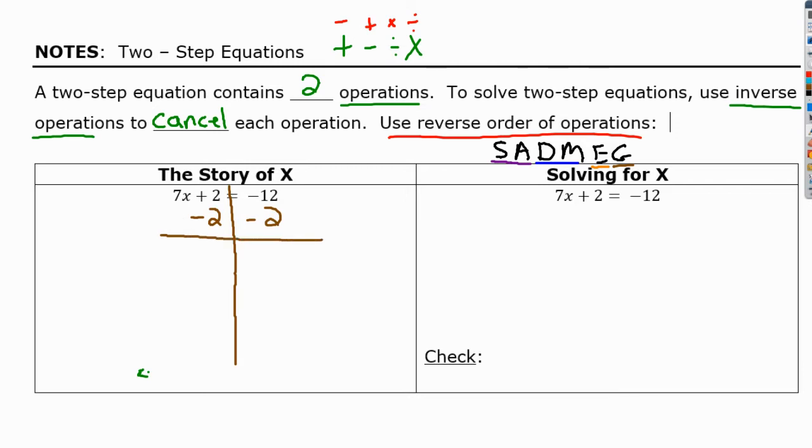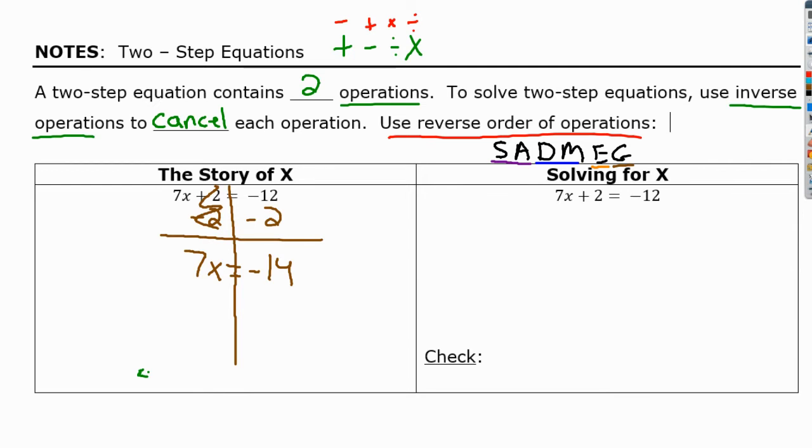And then what I'll do is I'll just go and subtract the constants. So positive 2 minus 2 is 0. So that cancels it out. It ceases to exist. And I didn't do anything with 7x. So it's the only thing left on this left side. On the right side, negative 12 minus 2, that gets negative 14. So now I have the problem 7 times x equals negative 14.